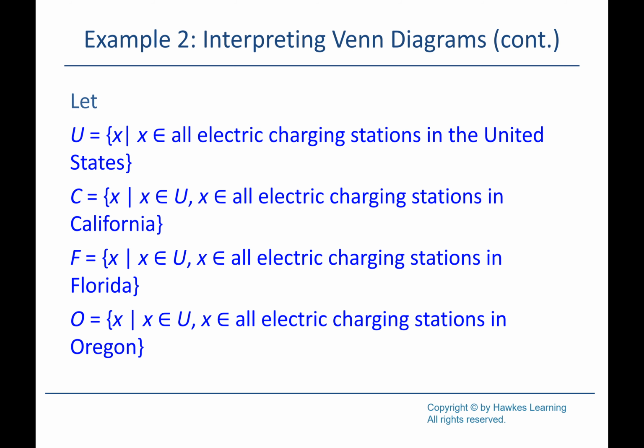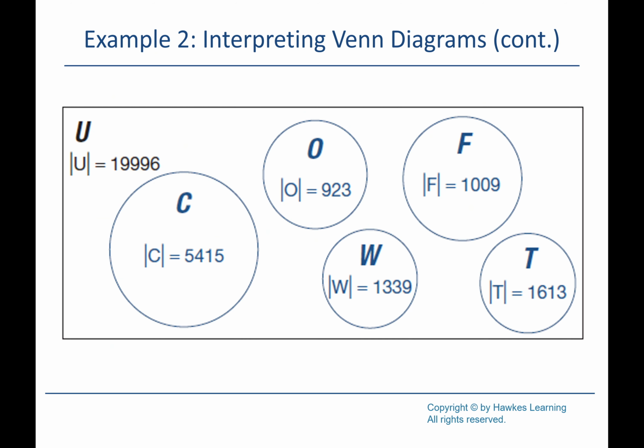Then we get a Venn diagram. And on this one, it's a little bit different because there's so many things in each set. Instead of listing them all out, like you could list out the address of all the charging stations, but there's so many of them, they've just given us the cardinal number, so we know how many are in each one. And then we just have a few questions to answer.